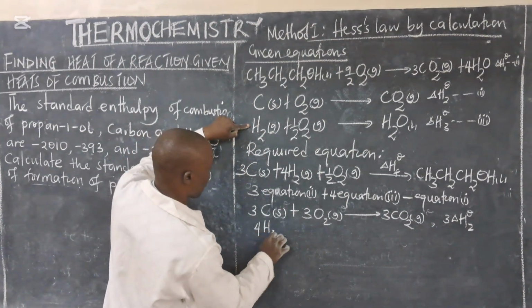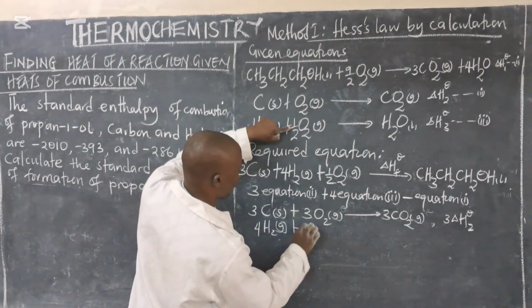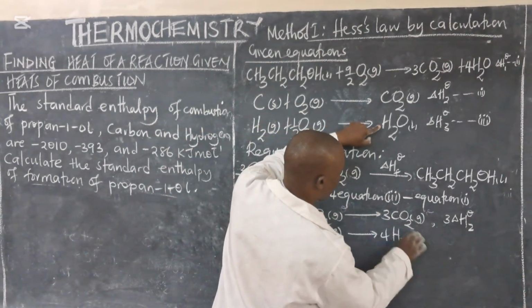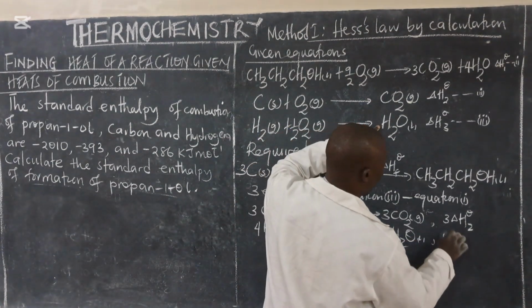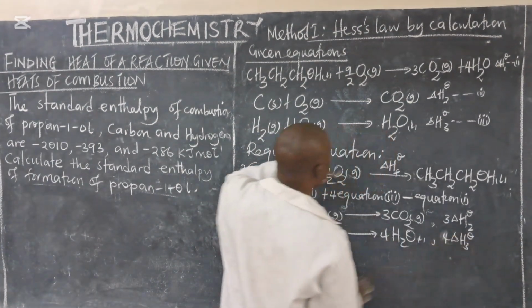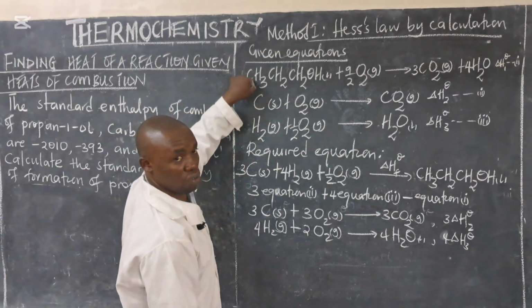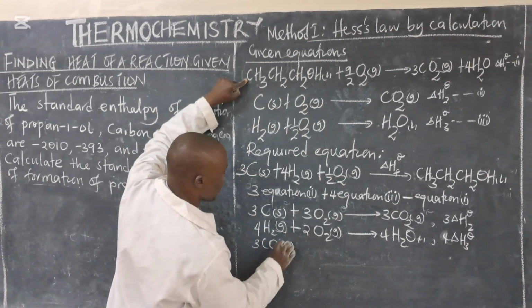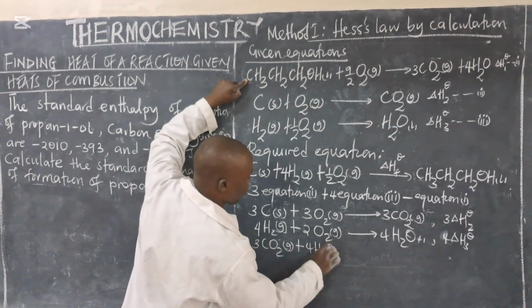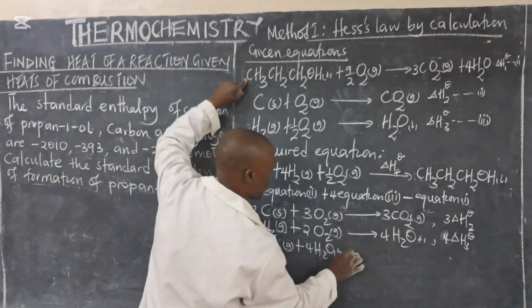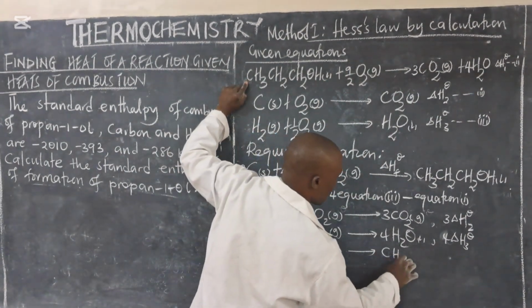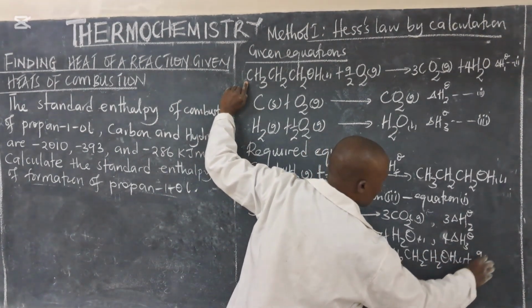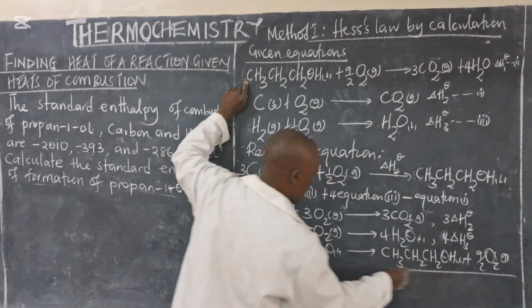So 4 of this plus 4 gives us 2. Then 4 of water here. So 4 times delta heat 3. Then we are going to subtract this. To subtract is to reverse this equation. So I'm going to reverse this. So I'll have 3 of carbon dioxide plus 4 of this. So I'm starting this way, turning the other way, then giving us propan-1-ol liquid plus 9 over 2 oxygen.